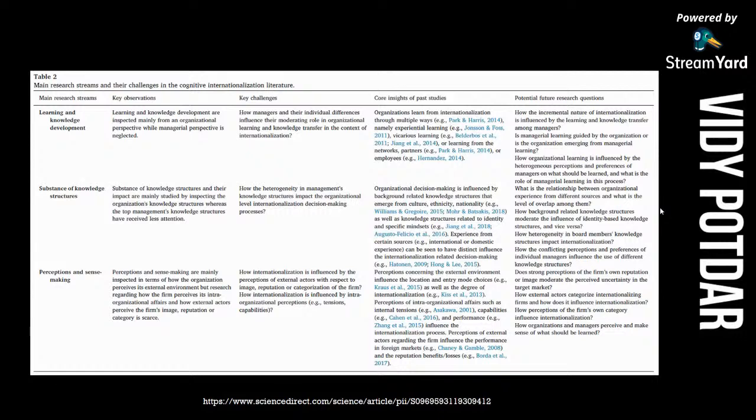Another table here: main research streams, that is categories, observations, challenges, core insights, potential for future research. So this is a very powerful table. It tells me a lot about this field. Just by looking at this table, I can learn a lot more than even reading the text that is behind it.